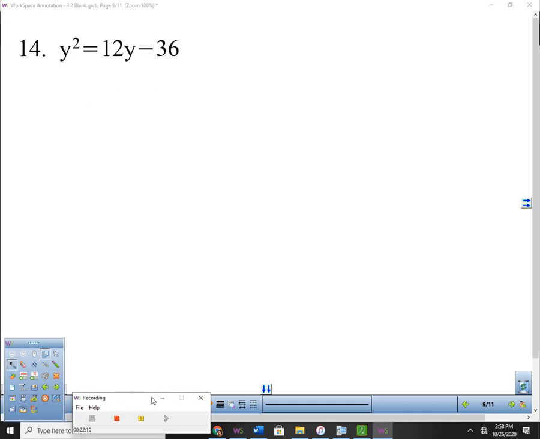All right. So on number 14, what do you think we're going to have to do to this before we can do anything? We need to get everything on one side. Now, which side would be the smartest side to move to? So you want to move this way?